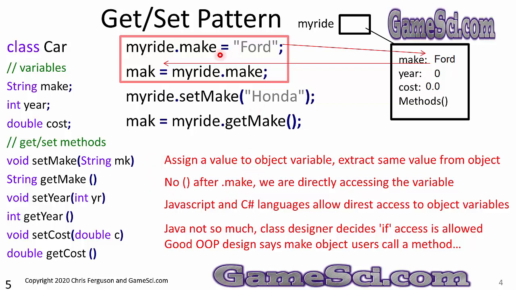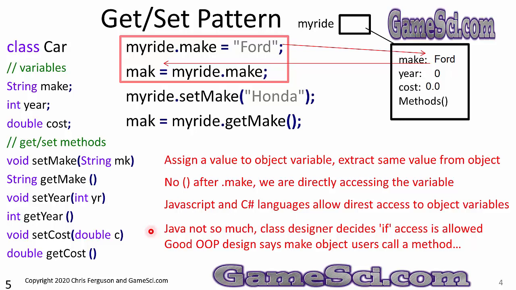Well, notice that there's no parentheses after the .make here. Not here and not here. What does that tell you? That tells you we are directly accessing the variable inside the object. So I want to go to the myRide reference. The dot says go inside here, and we want to directly access the make variable. On the first line of code, we assign the value "Ford" to the make variable. On the second line of code, we extract "Ford" from myRide.make and send it back and assign it to the variable MAK. Can we do this? Other languages like JavaScript and C# often allow direct access to the variables of the class or object.